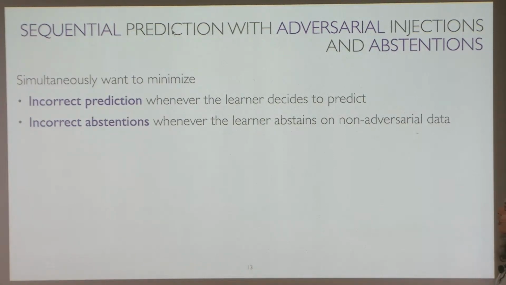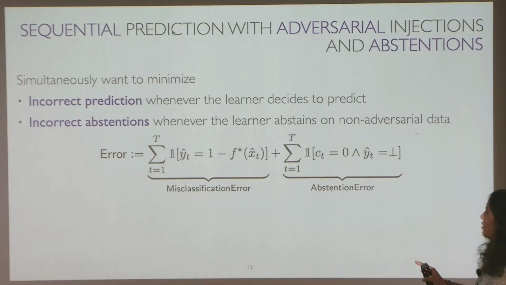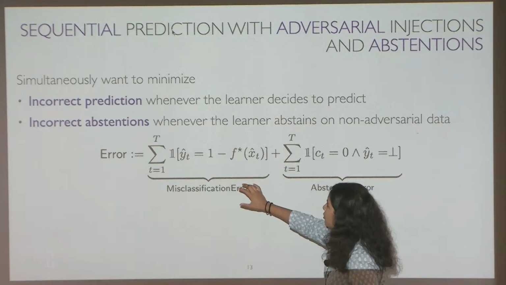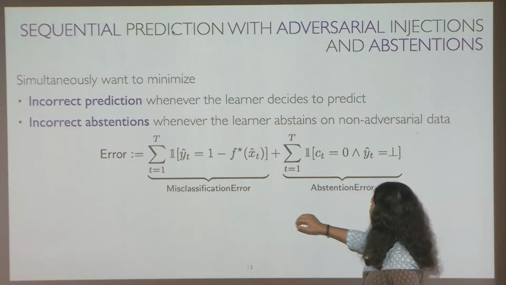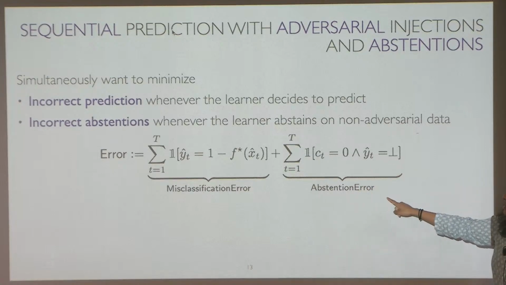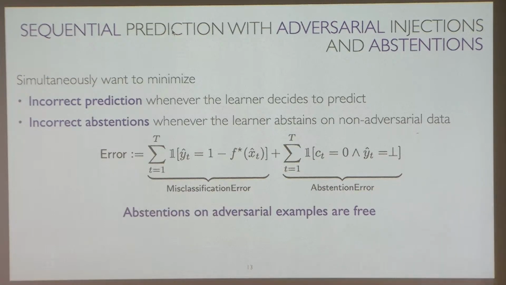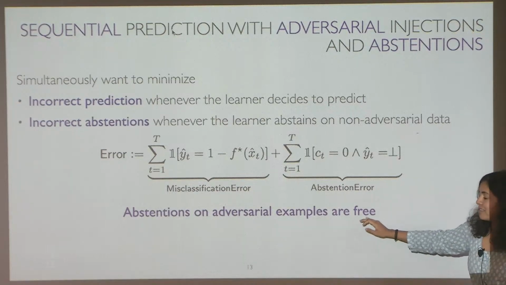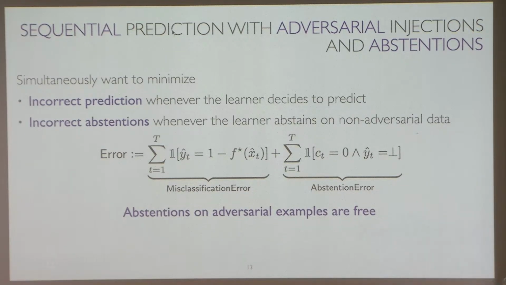So we'll also make sure that incorrect abstentions are penalized. Whenever the learner abstains on non-adversarial data, the rounds that were not corrupted, it's going to get a loss of 1, 2. Now here, if you think about it, these errors can be broken down into the misclassification error, which is all the errors that you make when you make a prediction, and the abstention error. But the abstention error is not on all possible points. Technically, abstentions on adversarial examples are actually free. So in this model, I'm not penalizing you if you're abstaining correctly on a point that is adversarial, out of distribution.